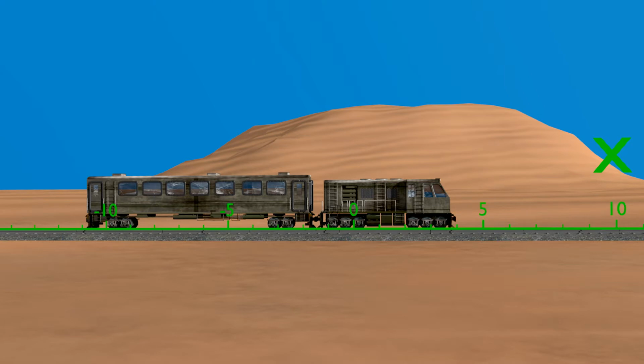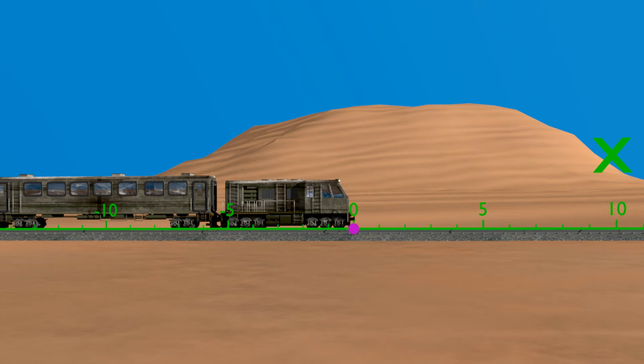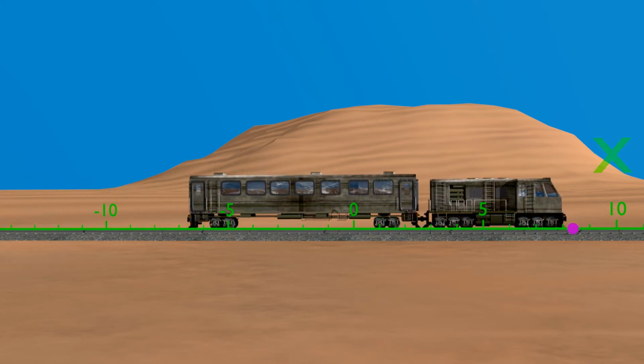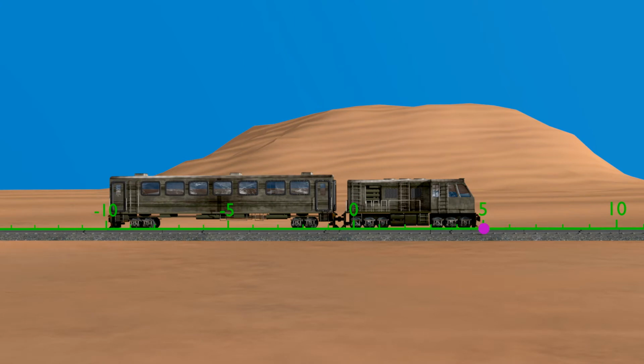Now, because we want a well-defined position for the train, we're going to just treat the train as a point. So I'm going to take the point to be the front of the train, but it could be anything. Let's start the train at 0. We're going to move the train forward 10 meters and back 5 meters. The train traveled a total distance of 15 meters, but its displacement is 5 meters.